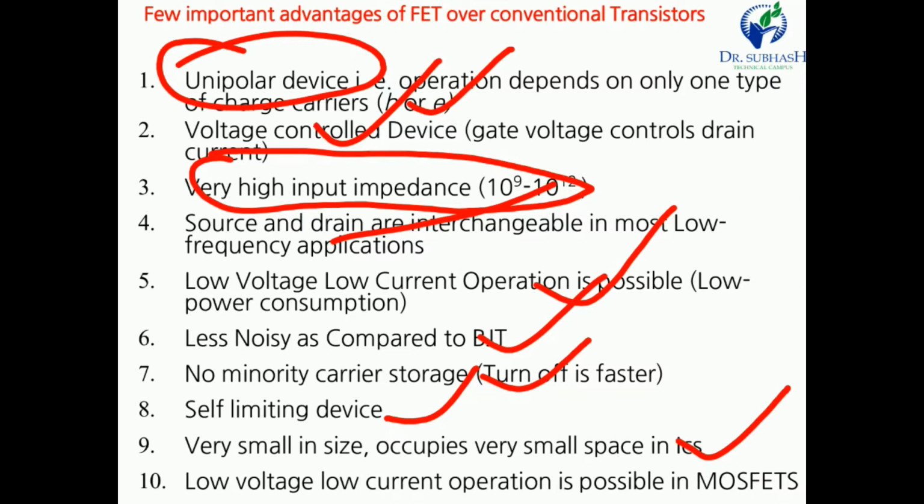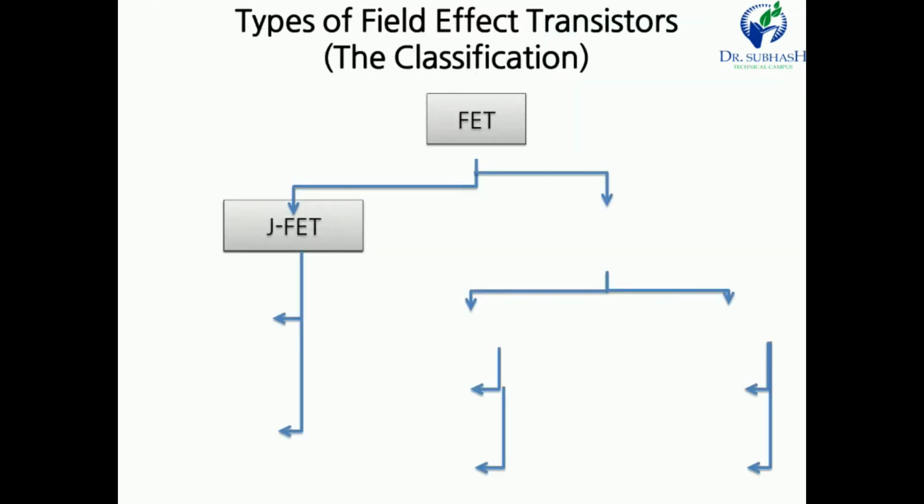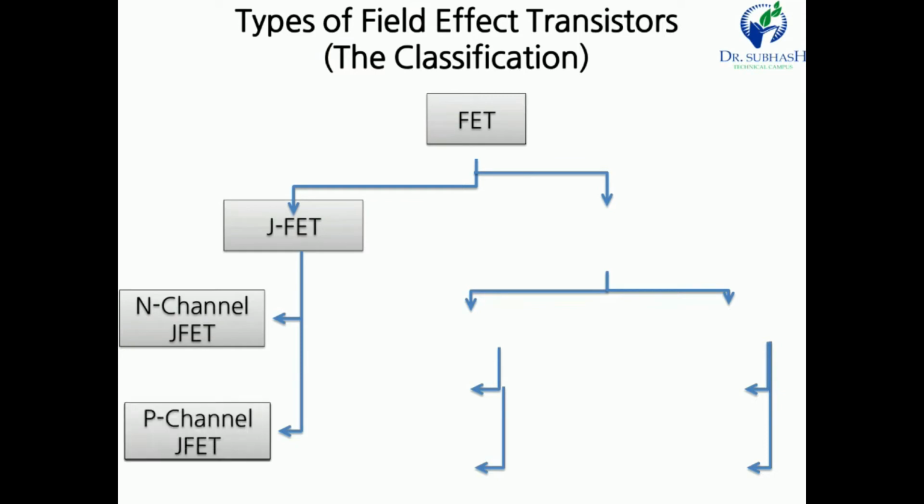So it is possible to have low voltage and low current operation. So these are the basic important advantages of the FET. You have to remember all of these advantages. Now, different types of field effect transistor are available.